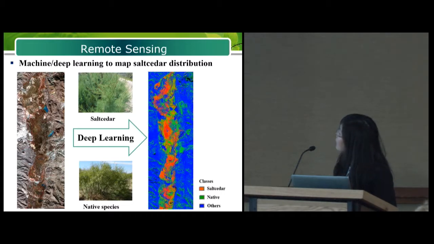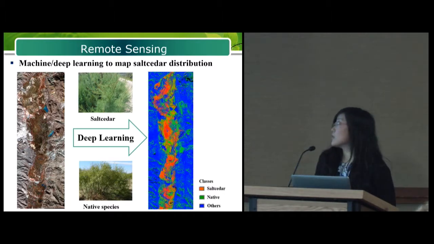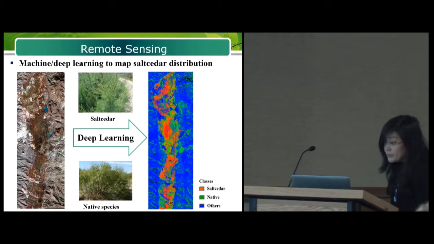If you take a look at the photos, both those species are shrub trees. So a lot of times they can be very similar to our human eyes, let alone the satellite imagery.